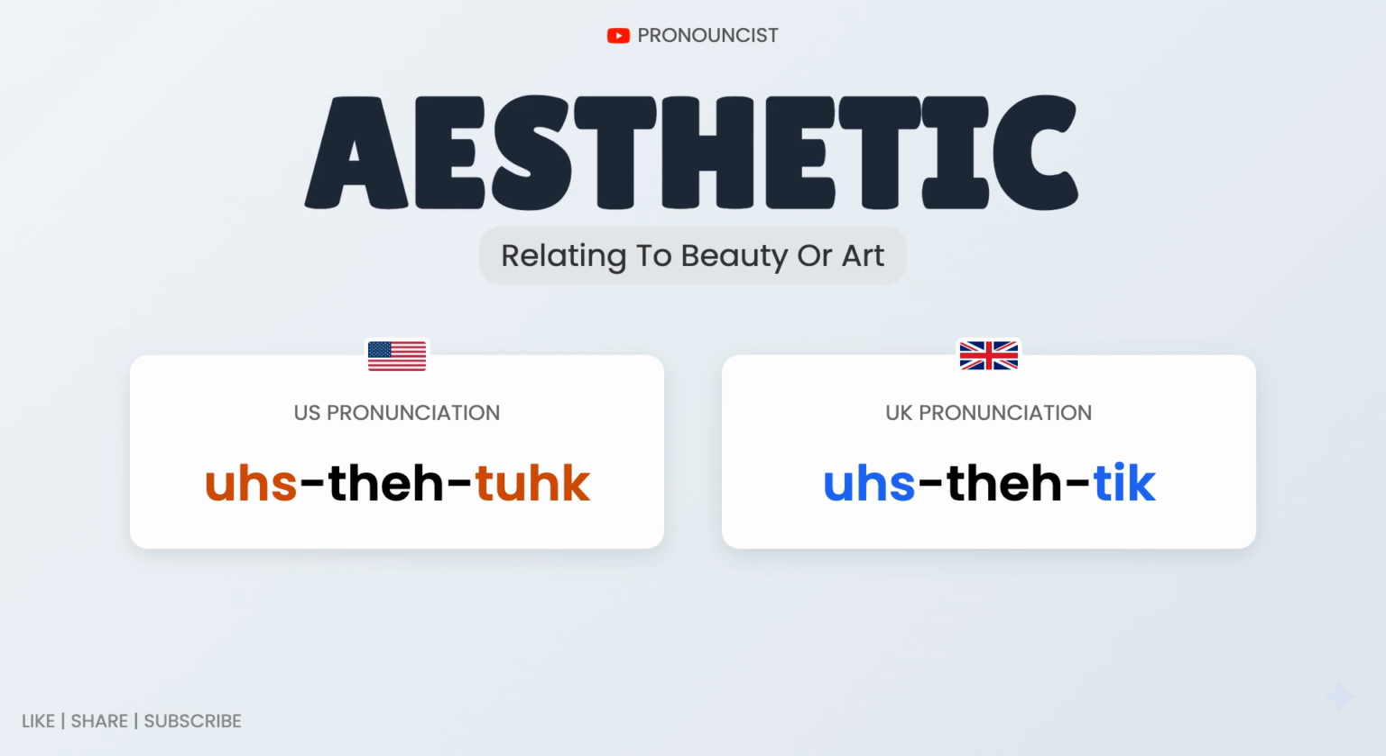Aesthetic. Aesthetic. Now, read the syllables of British pronunciation shown on the screen naturally. Aesthetic. Aesthetic. US ends with took. UK ends with tick. Practice repeatedly and you'll soon be able to say this word perfectly.